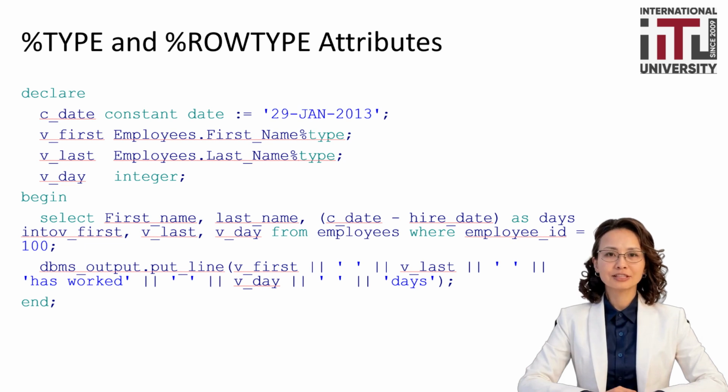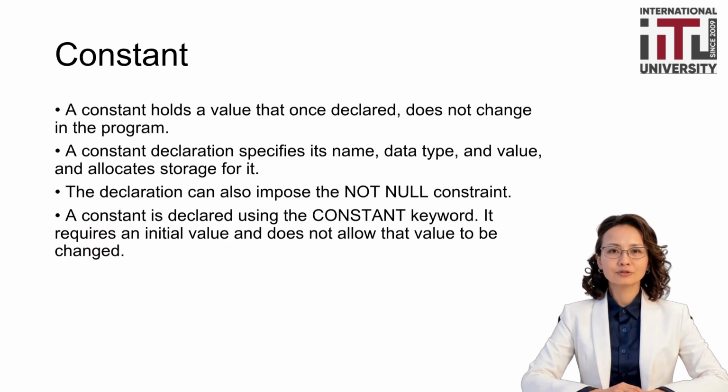This script demonstrates using %type and %rowtype attributes in PostgreSQL. It declares a constant date and variables for first and last names. It calculates the number of days an employee has worked since their hire date, outputting the result with the employee's name. A constant holds a value that remains unchanged once declared.